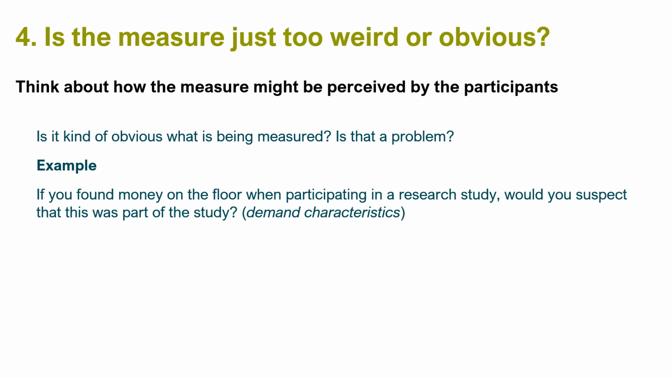So sometimes when the hypothesis is obvious, that influences how participants perform in the study or how they interact with the researcher. And this is known as demand characteristics, and we'll talk more about that in the next session. But this is something to keep in mind when you think about the measure. If it is very unnatural or it seems very forced, it might influence how the participants perform and react.